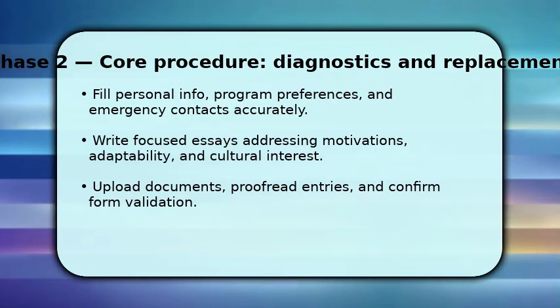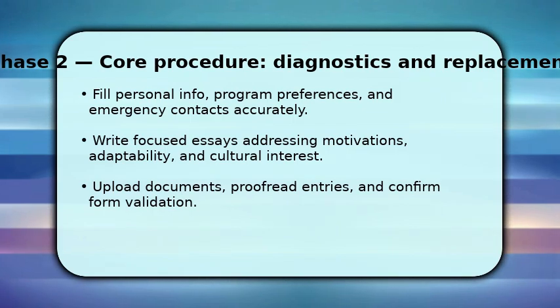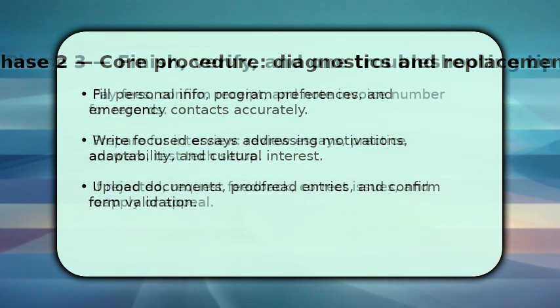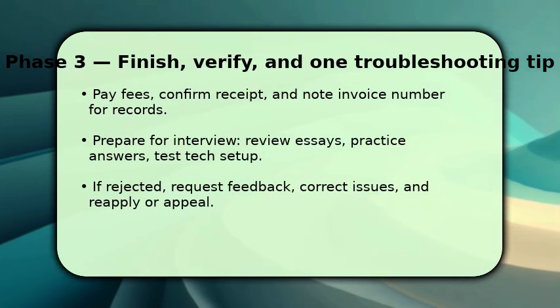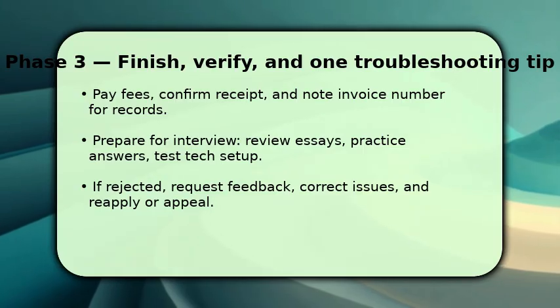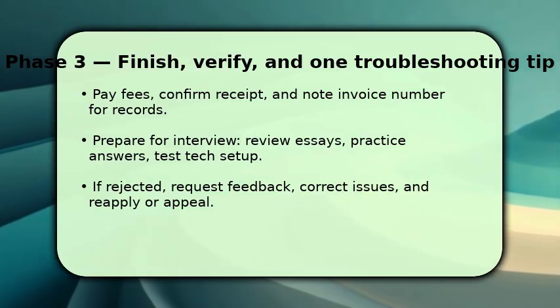Once done, run the application validation tool and address any flagged errors. Make sure your emergency contact can respond quickly if AFS requests clarification. You finish by submitting payment, confirming receipt, and saving your invoice. This completes the formal application.